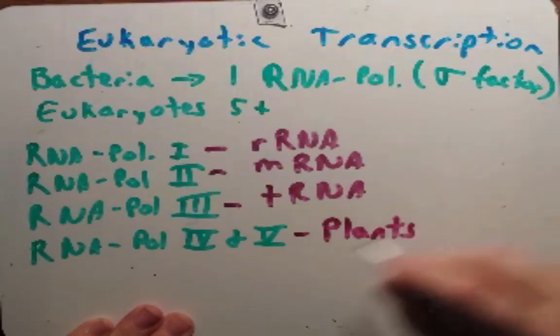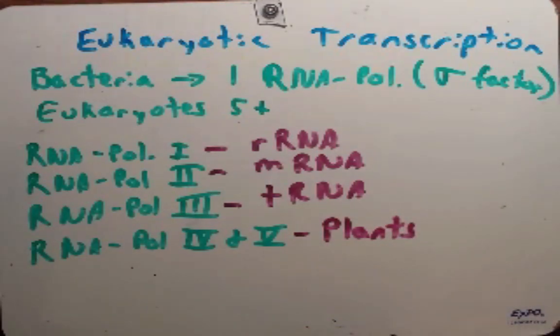I should point out that 1, 2, and 3 are also found in plants. These are found in all eukaryotes, and plants being eukaryotes, they have 1, 2, and 3. However, plants have additional ones, 4 and 5. And there may be more out there that we just haven't discovered yet.